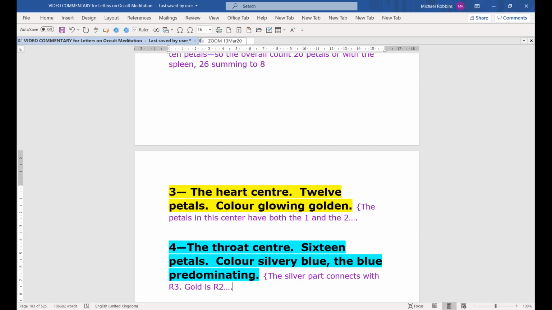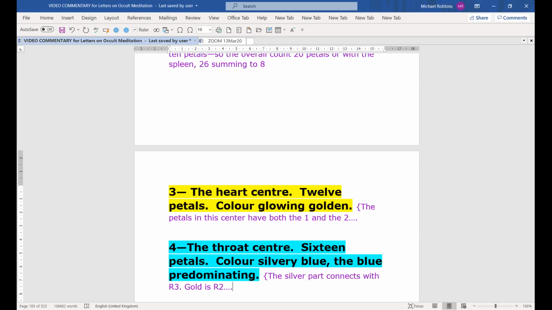So again, we have the need to apply the higher mind here, the 3 higher subplanes of the mental plane, which are connected with soul and consciousness, and with the blue. And we need to blend the blue with the silver. So this is some of the possible symbolism here.